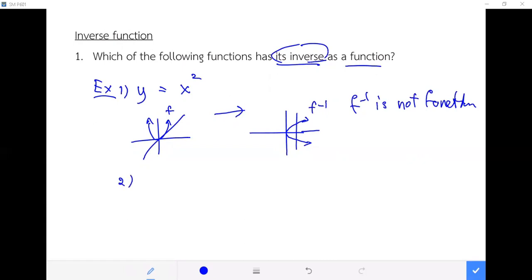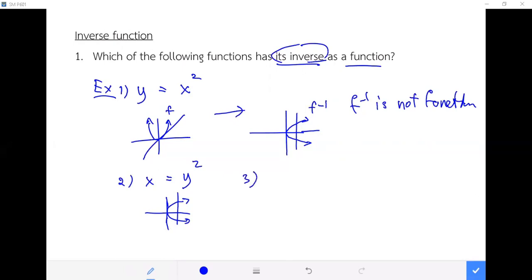Let's say I have number 2, the opposite of this one. I say x is equal to y squared. So you know it's gonna look like this, right? It's gonna be a parabola, but it looks like this. You're not gonna go for this too, because the original doesn't pass the vertical test. So it doesn't have the inverse because the original is not a function. So you don't want to go for that.